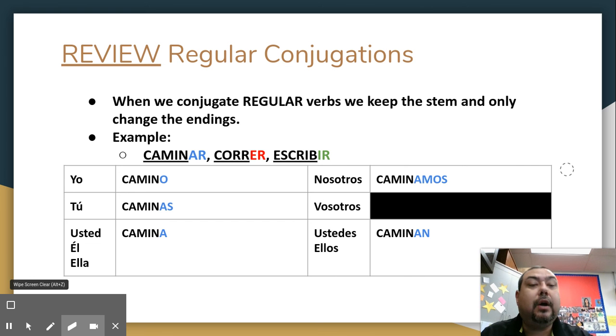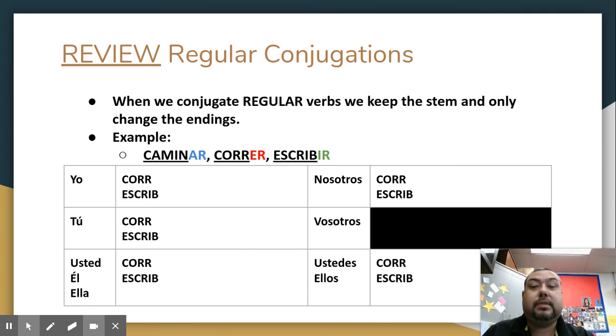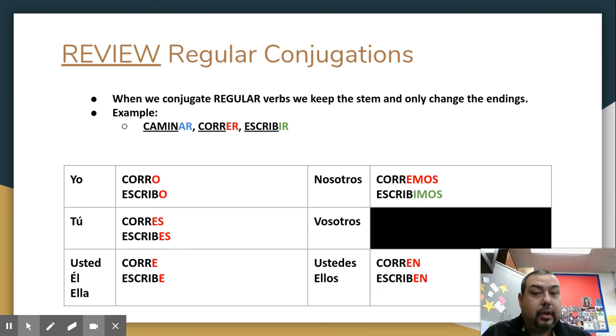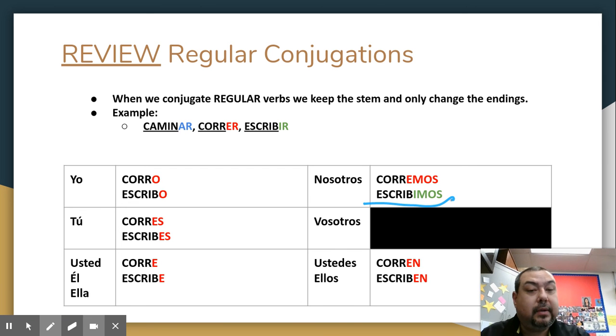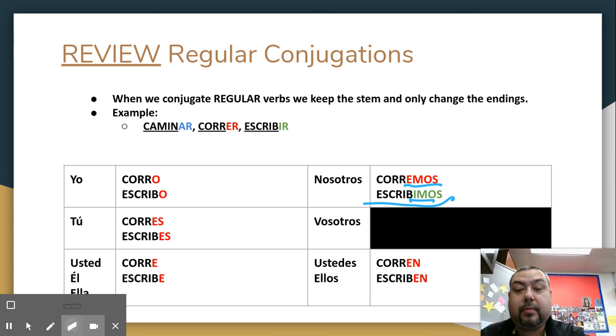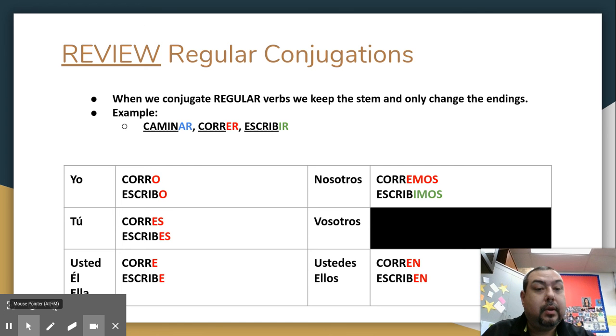When we want to conjugate ER and IR verbs, we pretty much do the same thing. We keep those stems, and all we do is change the endings. And as you can see here, you have all the endings for ER and IR. Most of them are pretty much the same with one exception. The nosotros form is different. As you can see, one is EMOS, the other one is IMOS. Other than that, all of them are exactly the same. Well, let's move on to the new information.